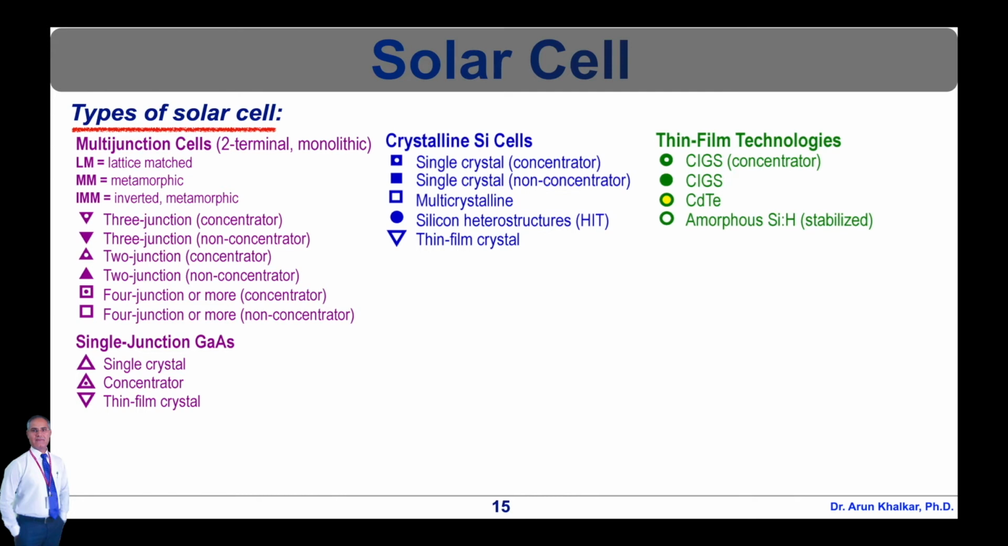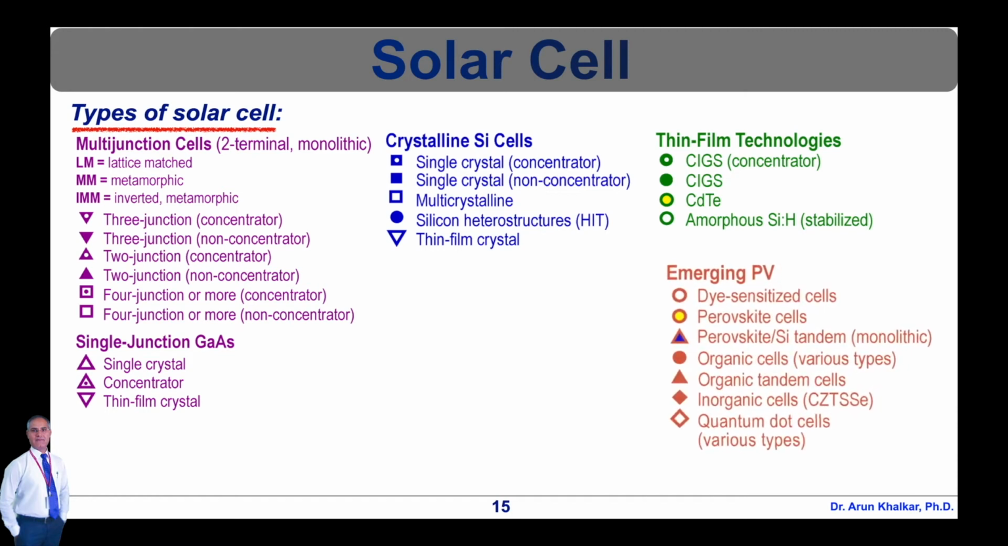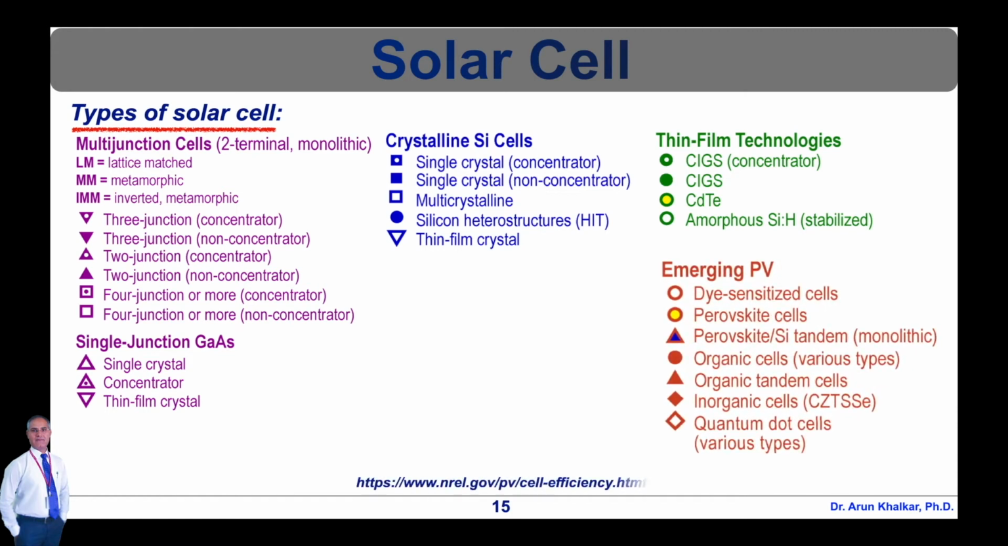Now in solar cells, there is another area where emerging photovoltaic technology is being developed and is still developing. These areas are dye-sensitized solar cells, perovskite solar cells, perovskite silicon tandem monolithic solar cells, organic solar cells, organic tandem cells, inorganic cells, and quantum dot cells. So there are several types of solar cells depending on the manufacturing or synthesis processes and the types of materials. The solar cells have been divided into these types.